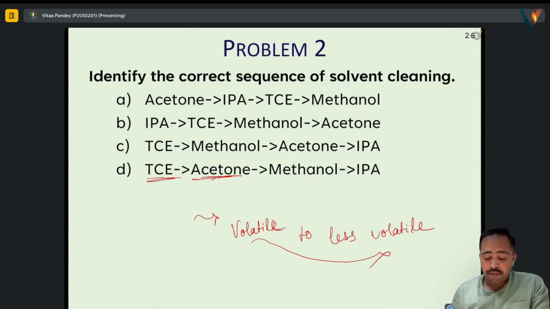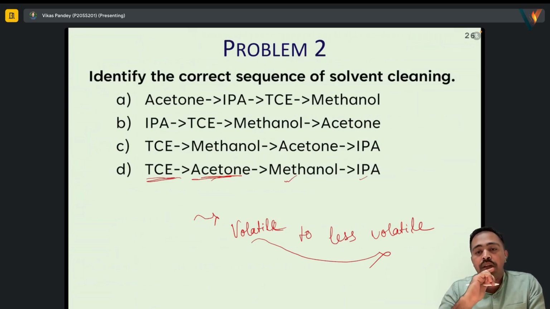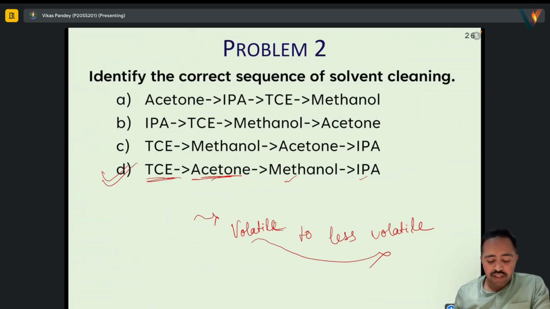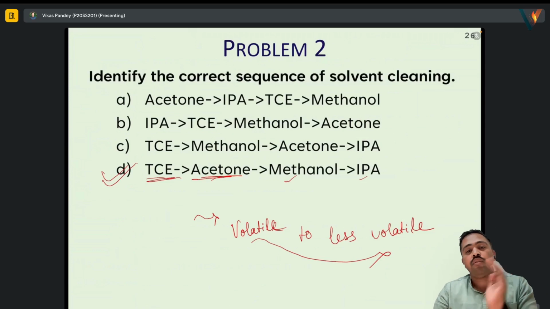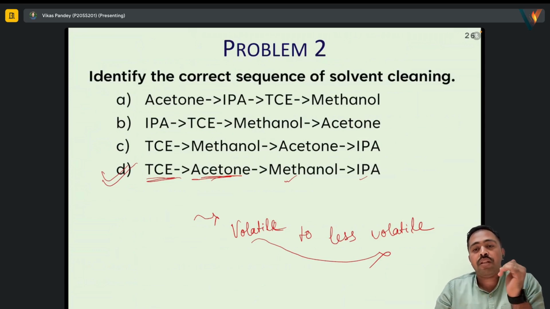if we see, TCE should be before acetone, so this is fine. Then methanol and IPA both are less volatile than acetone. But between methanol and IPA, IPA is less volatile. So the answer will be D. That is TCE followed by acetone, followed by methanol, followed by IPA.